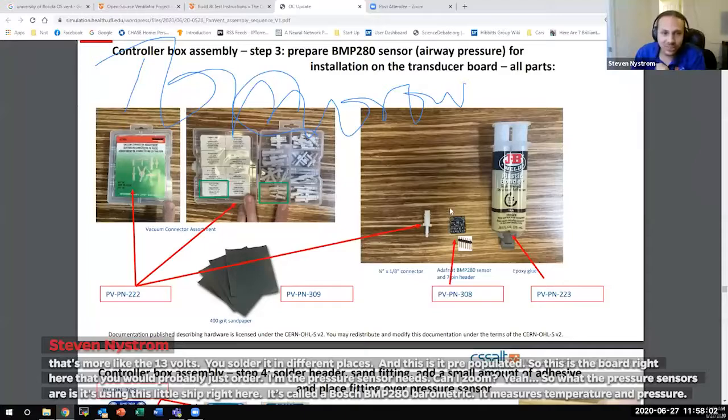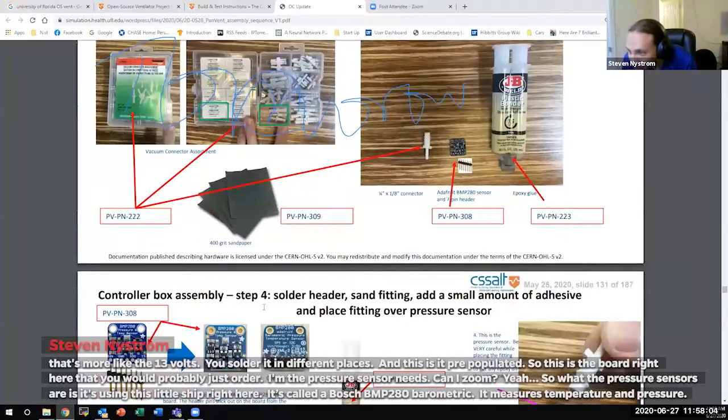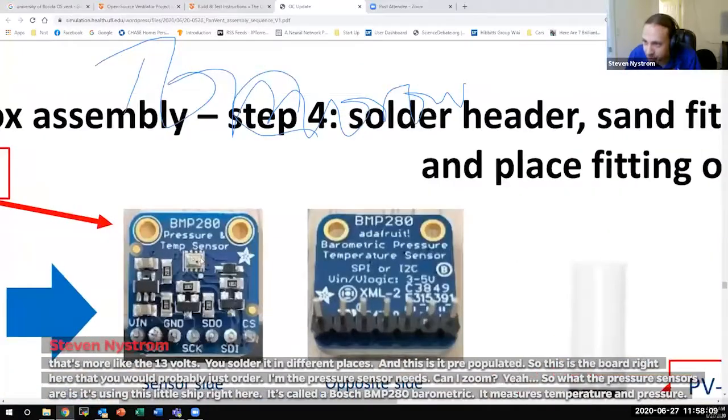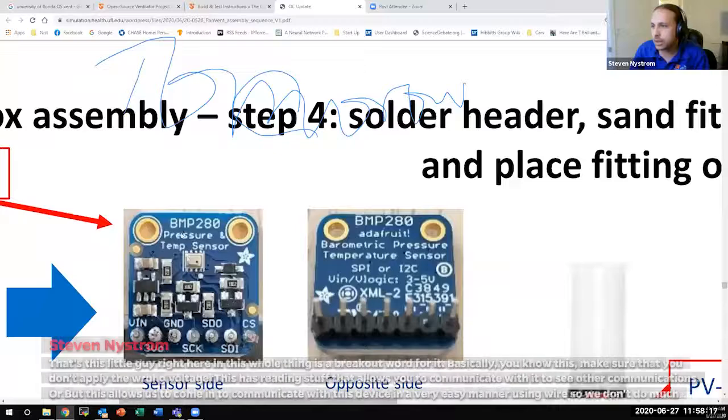The pressure sensor needs, can I zoom in? Yeah, so the pressure sensor is using this little chip right here. It's called a Bosch BMP 280. It's barometric, it measures temperature and pressure. That's this little guy right here, and this whole thing is a breakout board for it.